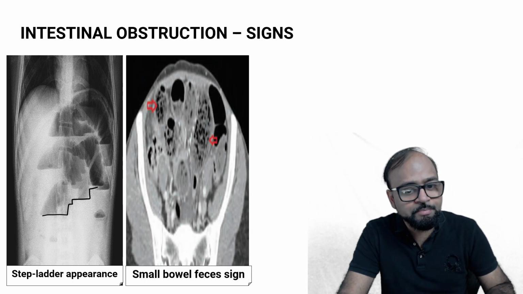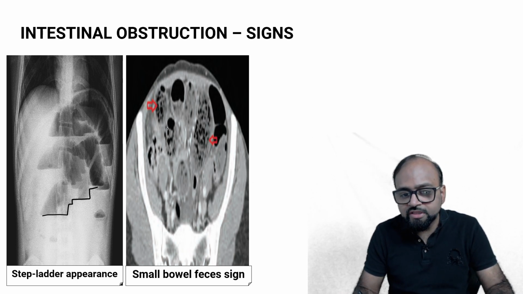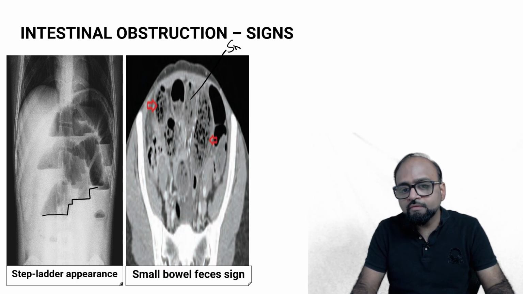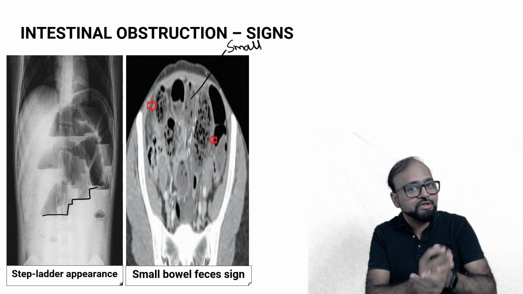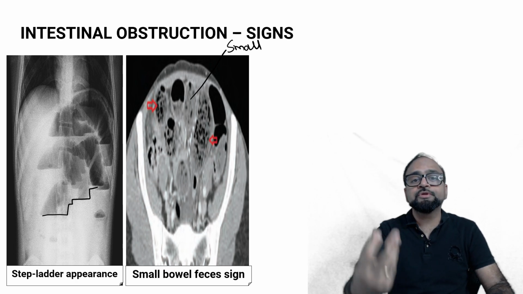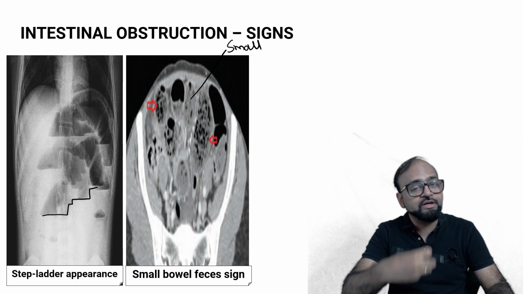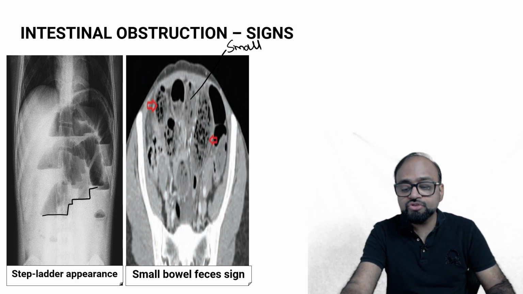So this is step ladder appearance. Now this air filled content within the lumen of the small bowel, so these are small bowel loops because they are centrally located, can you see? But the content within them is resembling the appearance of fecal matter on CT scan. So this fecal matter like content within the small bowel is abnormal.